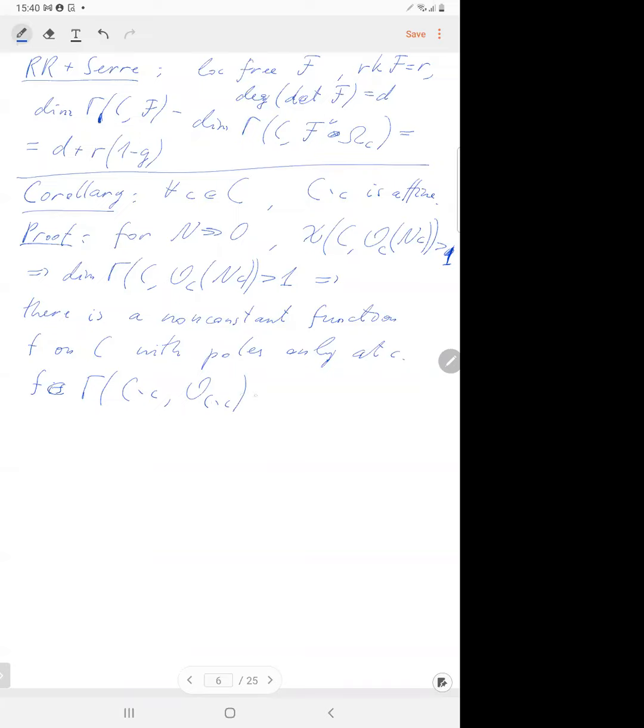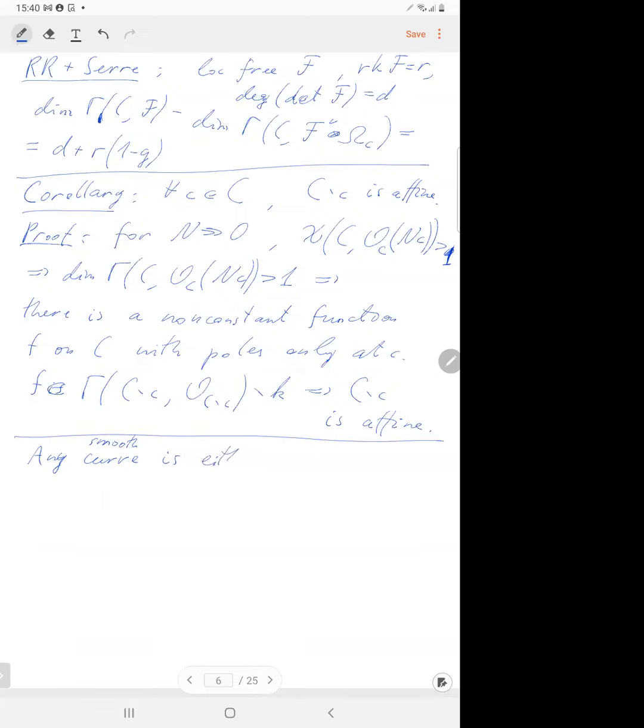Okay, and it is not constant, and hence the complement is affine. Okay. So in other words, there is a stupid dichotomy. Any curve is either projective or affine. Well, say smooth.